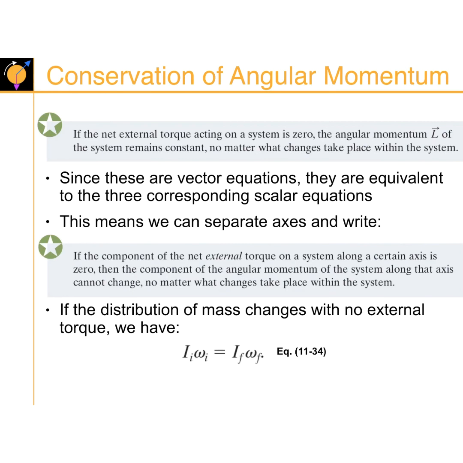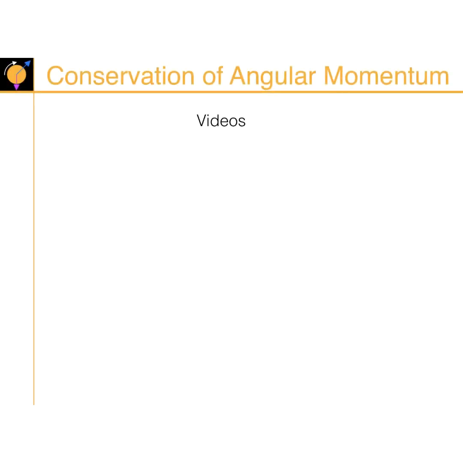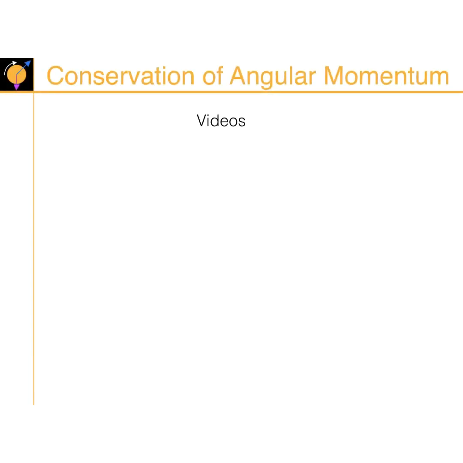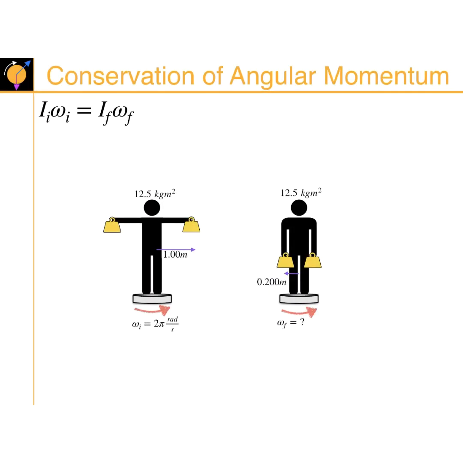So one of the most famous ones, of course, is the ice skater. If the ice skater is spinning with their arms out, when they pull their arms in in order to conserve angular momentum, the rotational inertia changes. And we have some videos for that. And the videos will be linked in the notes to this video.